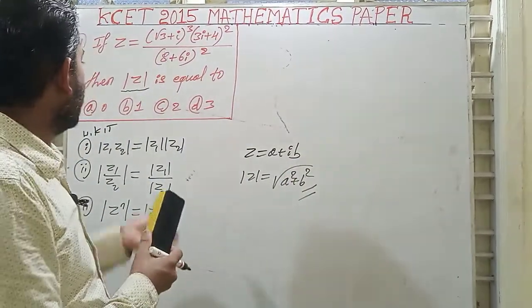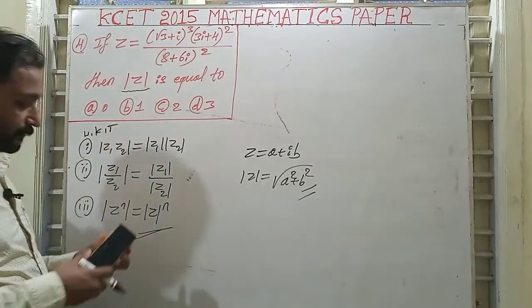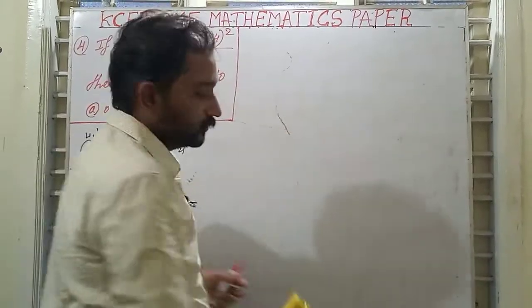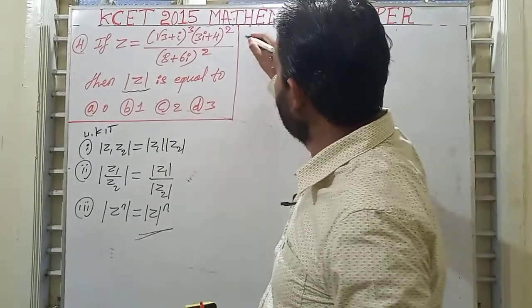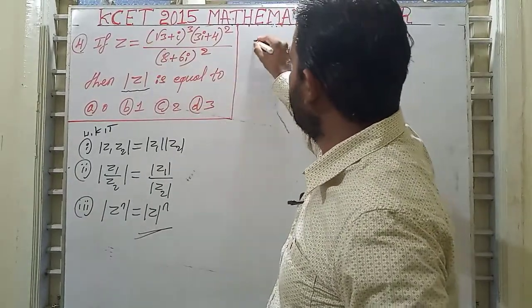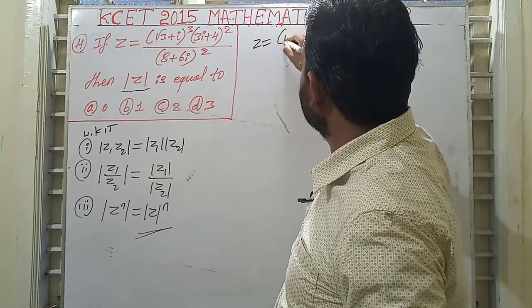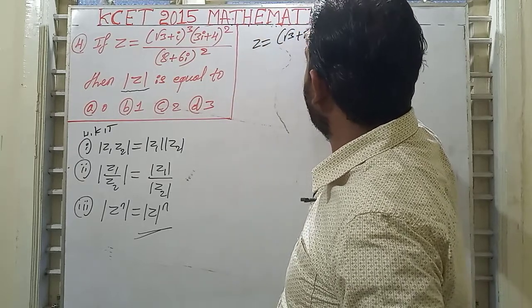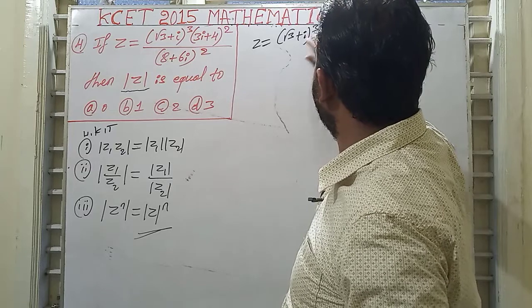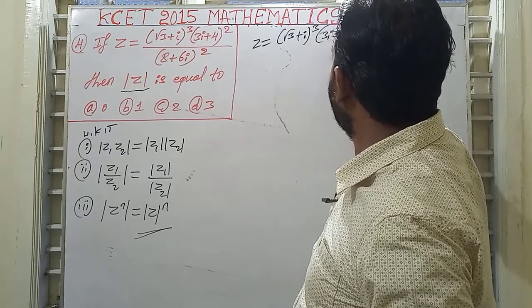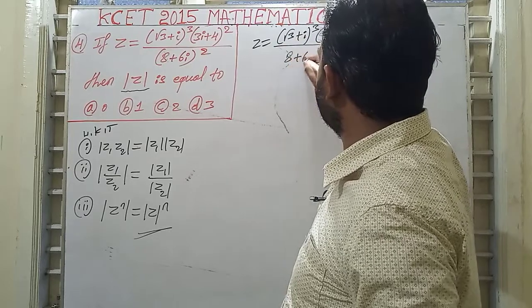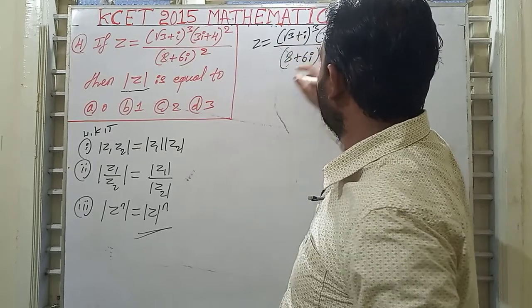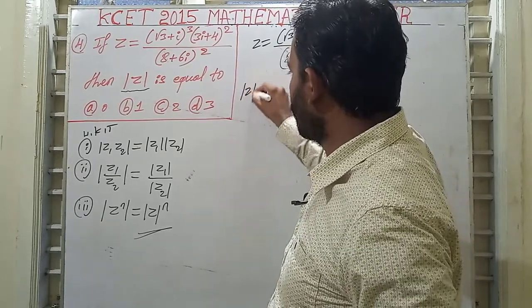So we have to find the modulus of z using these three formulas. So now take the given data in this question. What is the given data? z is equal to (square root of 3 plus i) whole to the power of 3 into (3i plus 4) whole square divided by (8 plus 6i) whole square. So we have to find out modulus of z.